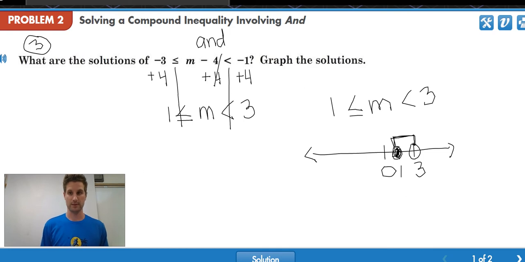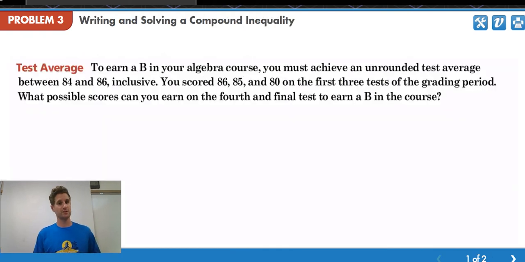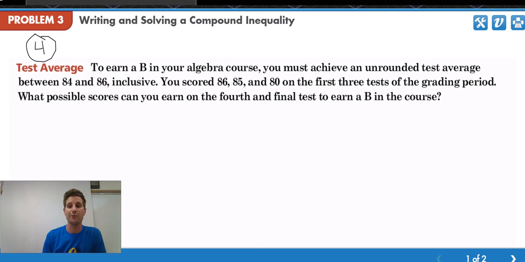Let's look at another one, shall we? Okay, let's do this last one. This is going to be an application problem, number 4. Make sure you write the problem out. To earn a B in your algebra course, you must achieve an unrounded test average between 84 and 86 inclusive, meaning we're including them. You score an 86, 85, and 80 on the first 3 tests of the grading period. What possible score can you earn on the 4th and final test to earn a B in the course?